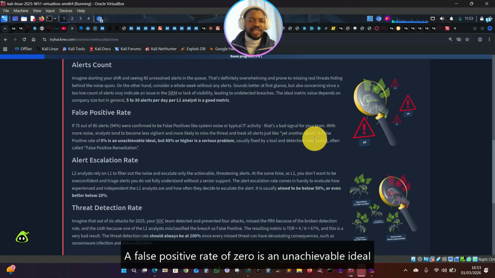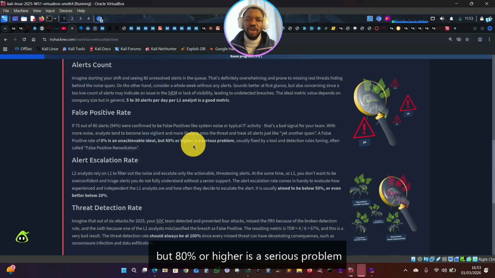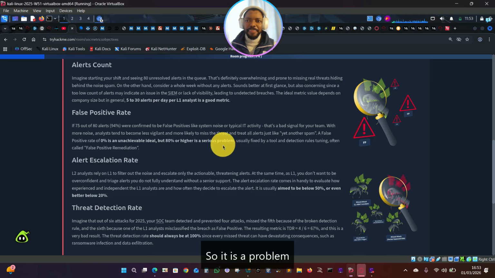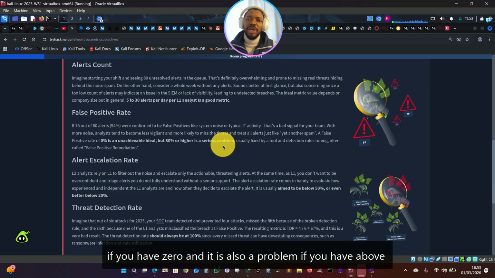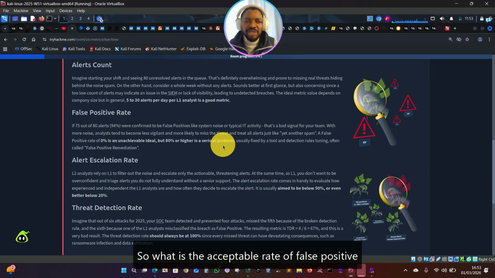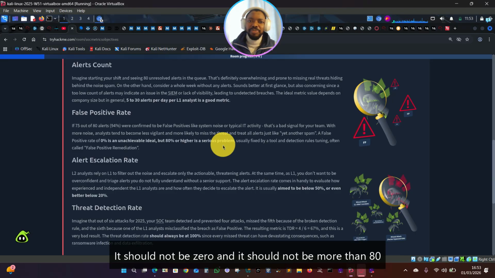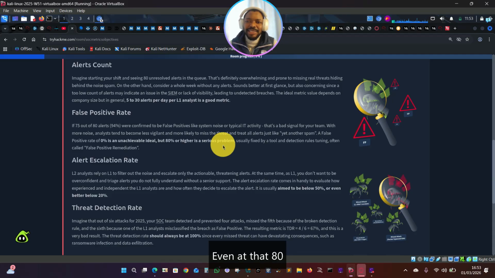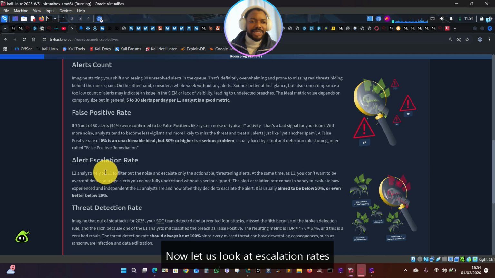A false positive rate of 0 is an unachievable ideal, but 80% or higher is a serious problem. So it is a problem if you have 0, and it is also a problem if you have above 80. So what is the acceptable rate of false positives? It should not be 0, and it should not be more than 80. Even at 80, it is still a problem because 80% is still high. So let's move forward.